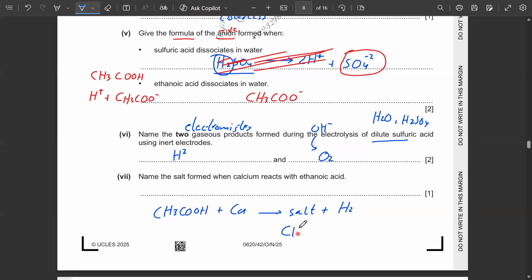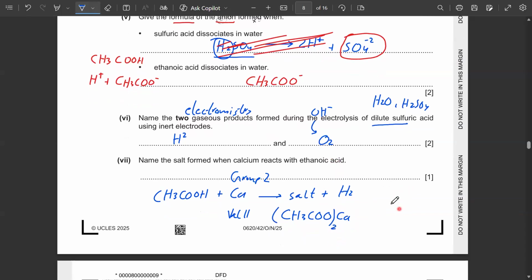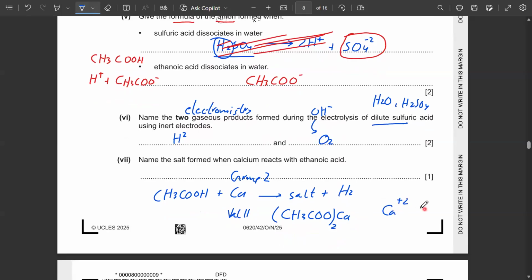So CH3COO Ca, but Ca is an element of group 2, which means it has a valency of 2. So for this reason, the anion will have 2 molecules because calcium has valency of 2. We remember this formula making that Ca is plus 2 and CH3COO negative is minus 1. That's why this is the correct formula.